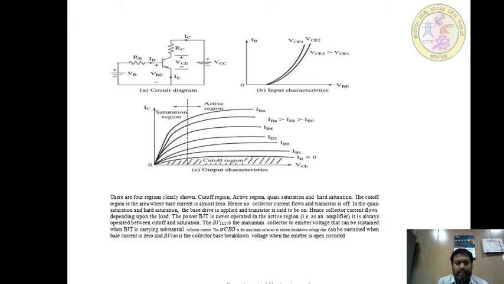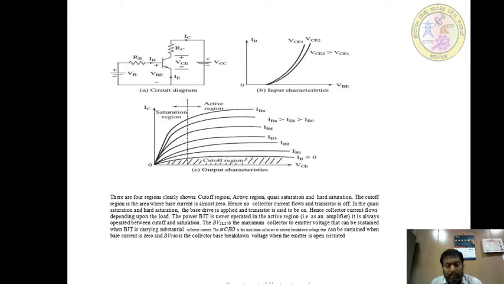If you look at the circuit diagram, input and output characteristics, we observe that there are four regions clearly: cutoff, active, quasi-saturation, and hard saturation. The cutoff region is where base current is almost zero, hence no current flows and the transistor is off. Whereas in the quasi and hard saturation, the base drive is applied and the transistor is said to be on, hence current flows depending upon the load.